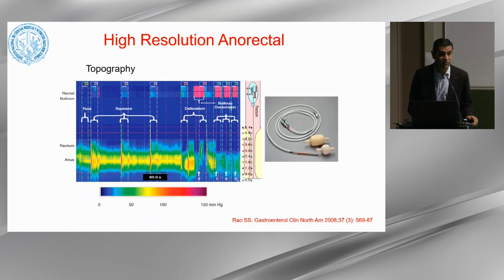But now, with these beautiful topography plots in high-resolution anorectal manometry, we can better define the upper and distal margins of the anal sphincter, and we can combine at the same time the pressures from the rectum and the anal canal. This is possible because of an increase in the number of sensors located in the anorectal catheters, as you can see in that one.